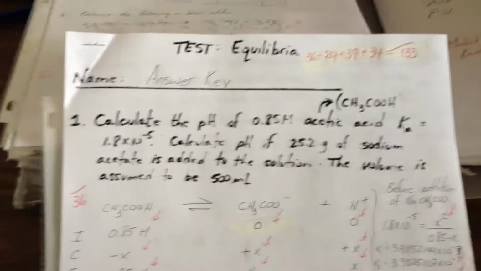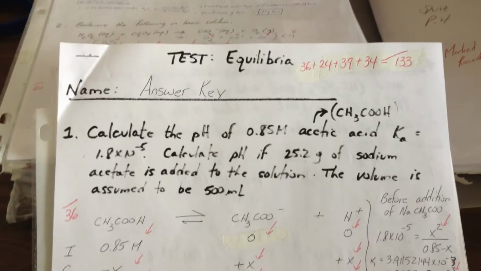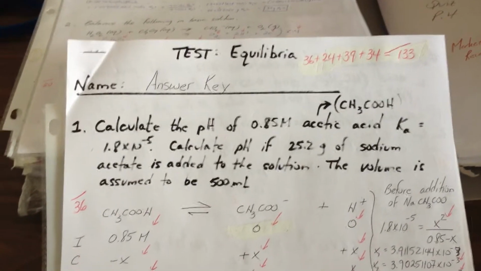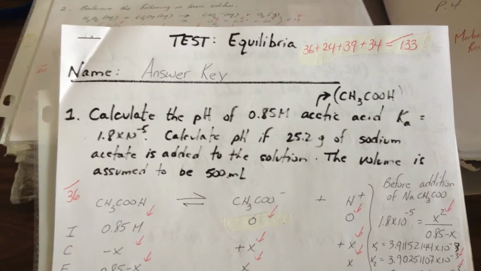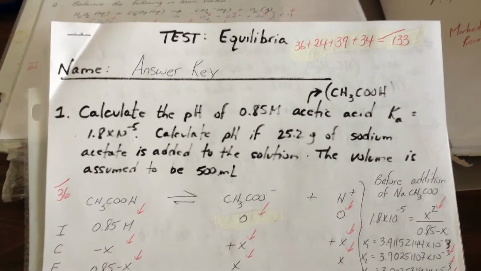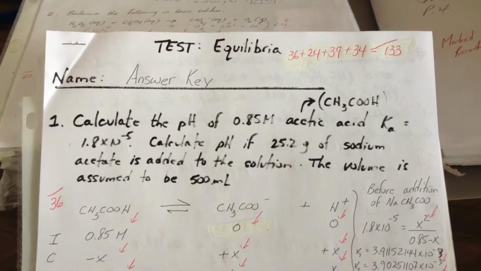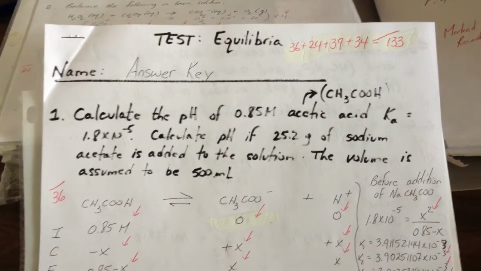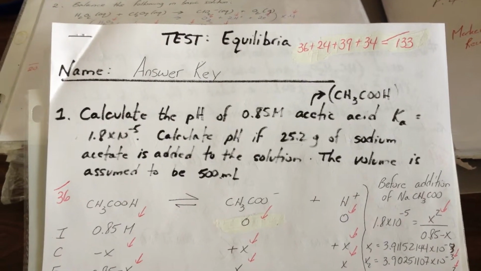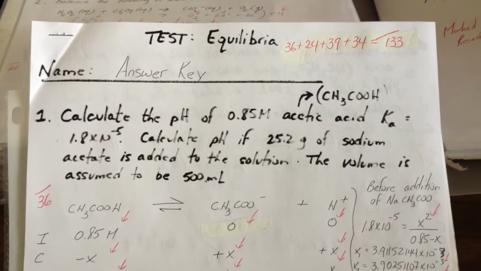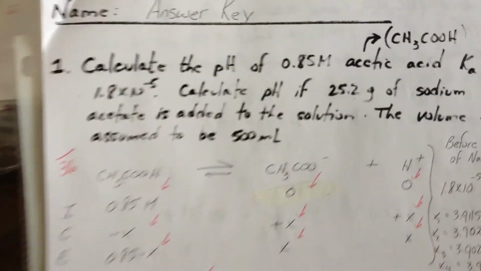This is the answer key for the last test I gave on equilibria. The first question is: calculate the pH of a 0.85 molar acetic acid with a Ka of 1.8 times 10 to the minus 5. Then calculate the pH if 25.82 grams of sodium acetate is added to the solution. The volume is assumed to be 500 ml.